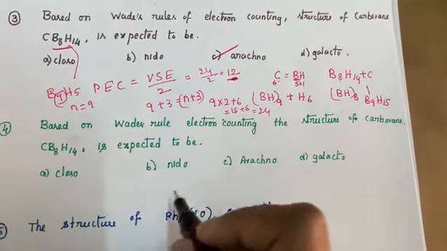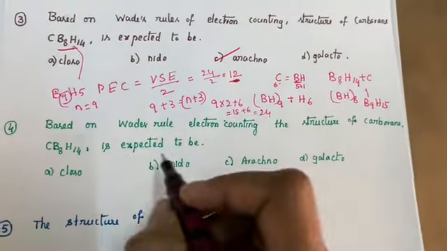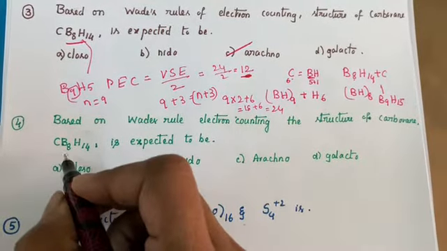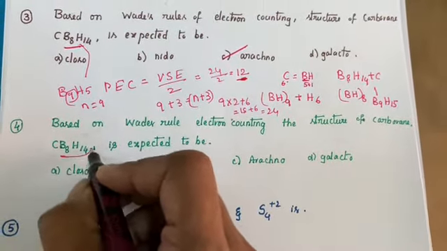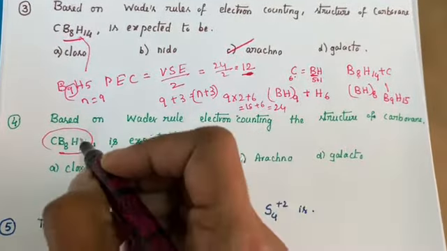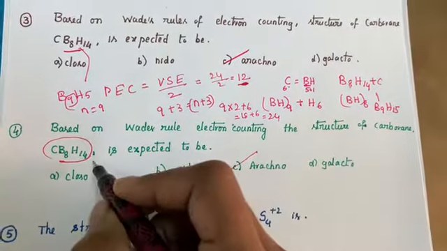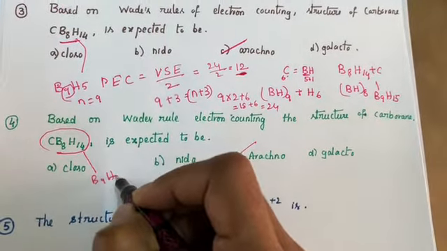And we can also apply the same rule for this one. Based on Wade's rule electron counting, the structure of the carborane CB8H14. Sorry, same question repeated. So you can also say this is an Arachno compound because you can write this also as B9H15.